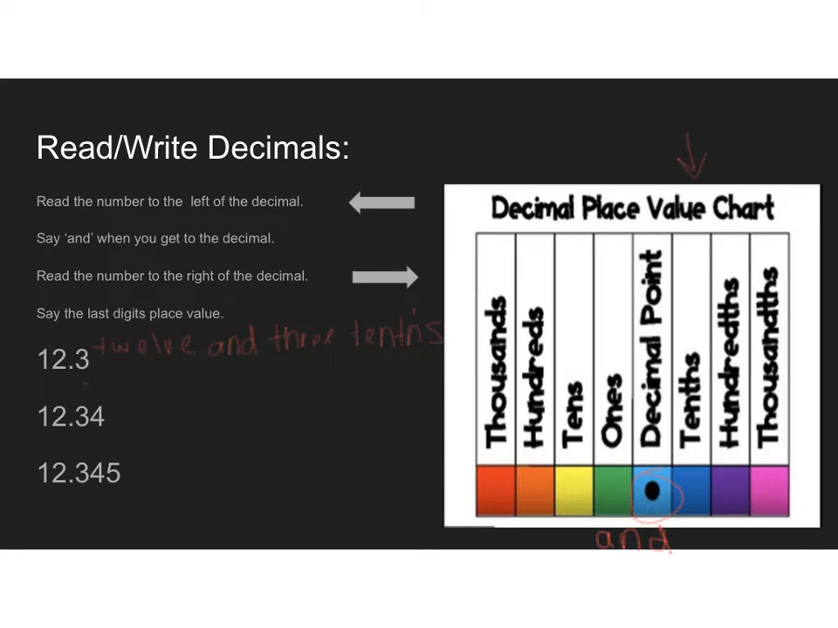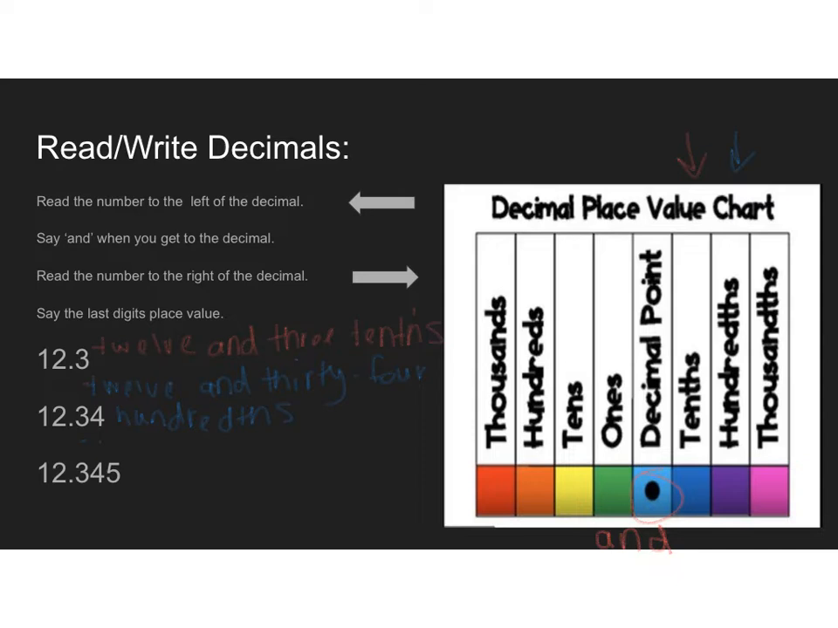Let's check out the next one so you can see it's gotten a little bit larger. So on this next one, again, we're going to start with that number 12. And then I get to the decimal, so I say "and." And I'm going to read the number as if there was no decimal, and it looks like it's 34. And there are 2 numbers after the decimal. So 2 places after the decimal is called the hundredths. So I'm going to end this by saying hundredths. So this ends up being 12 and 34 hundredths.